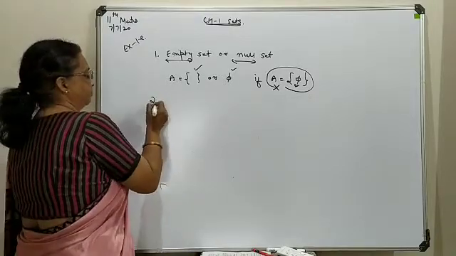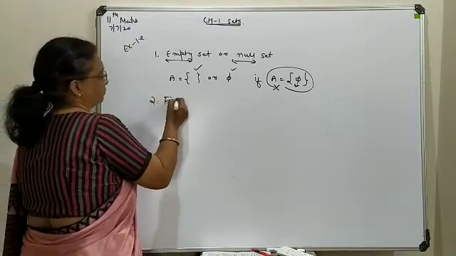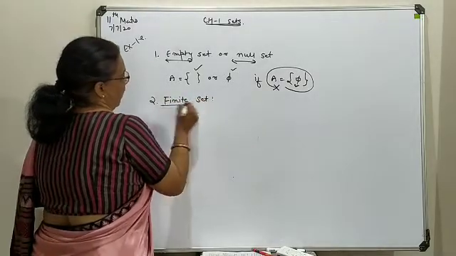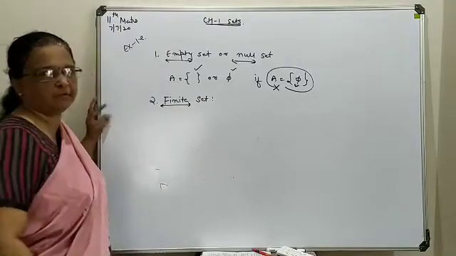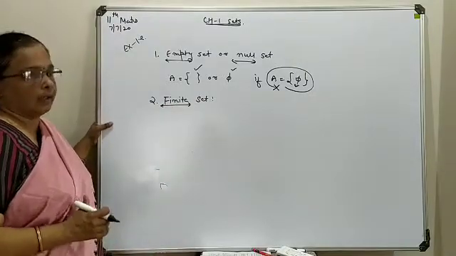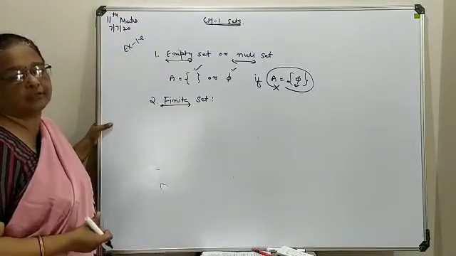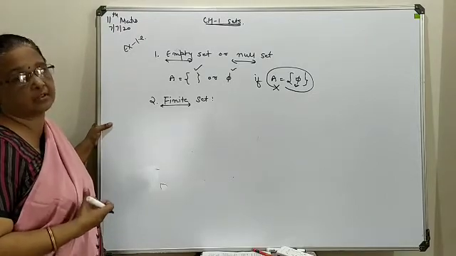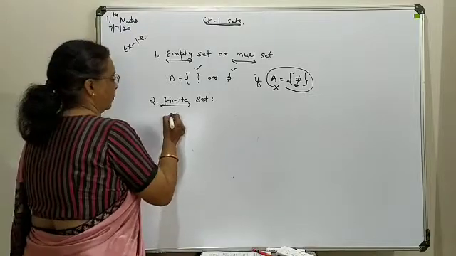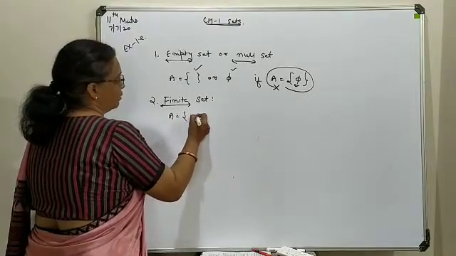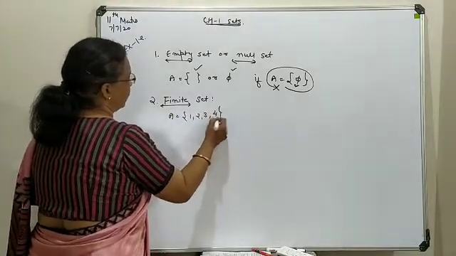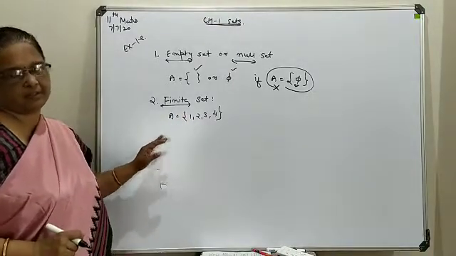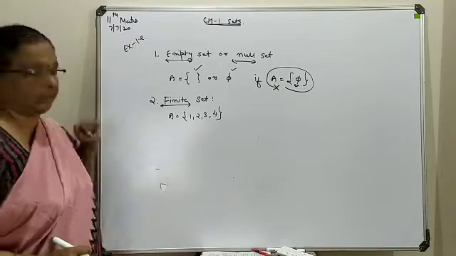Second is a finite set. As the name says, a finite set means a set in which the number of elements is fixed. It has a definite count. So suppose we have 1, 2, 3, 4. Here it can be considered a finite set because the number of elements is fixed in this set A.